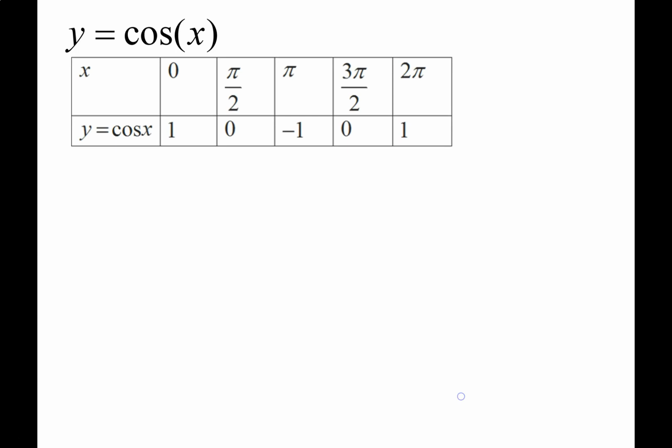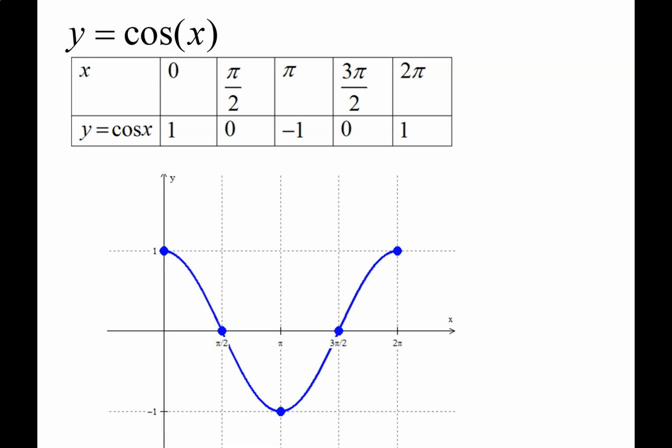Again, your cosine was all the x-coordinates on the unit circle, so I'm not going to go back to it, but cosine starts at 1, and then at pi halves it goes to 0. Pi is -1, 3 pi over 2 is 0, 2 pi is 1. Looking something like that. And again, yes, it is periodic. It's going to continue repeating that pattern on and on from negative infinity to positive infinity.